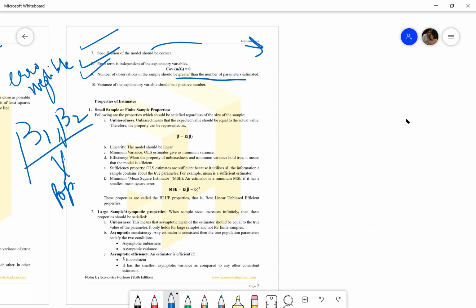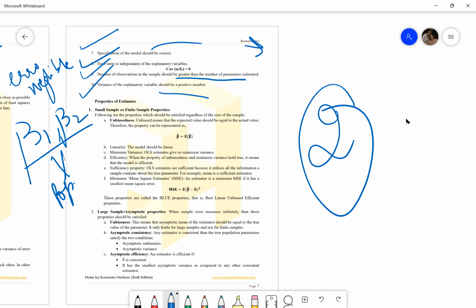And last is that the variance of the explanatory variables should be a positive number. So if by any chance the variance is coming out to be something very different or very vague, then definitely your model is wrong.